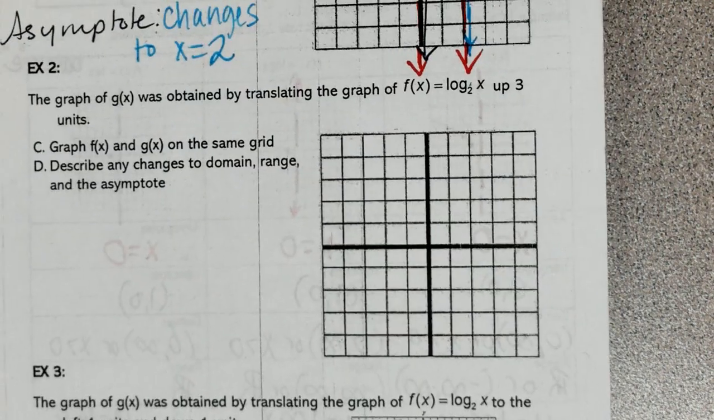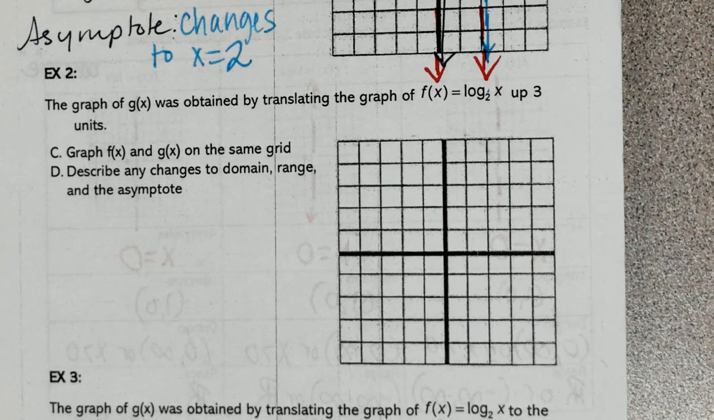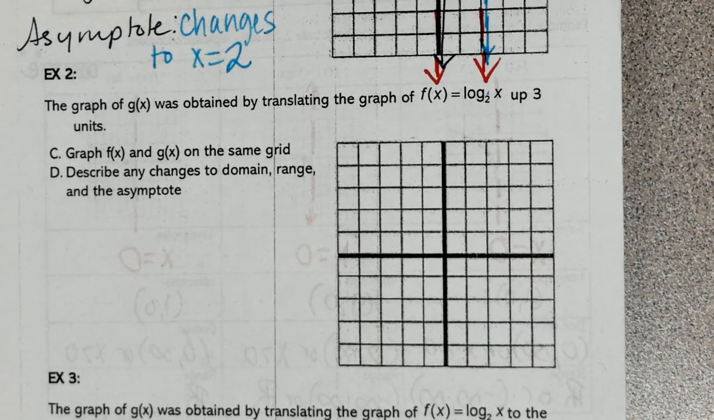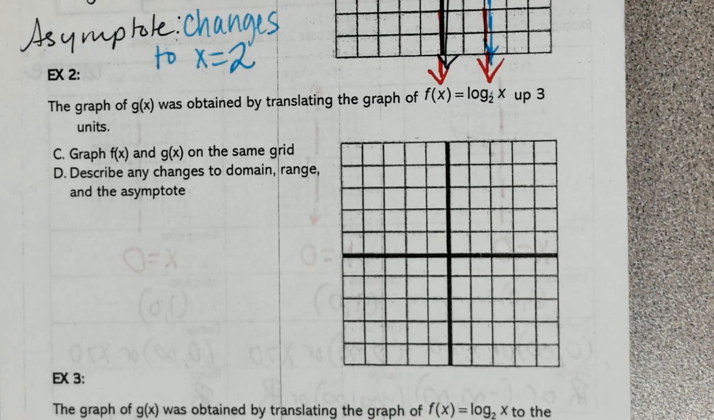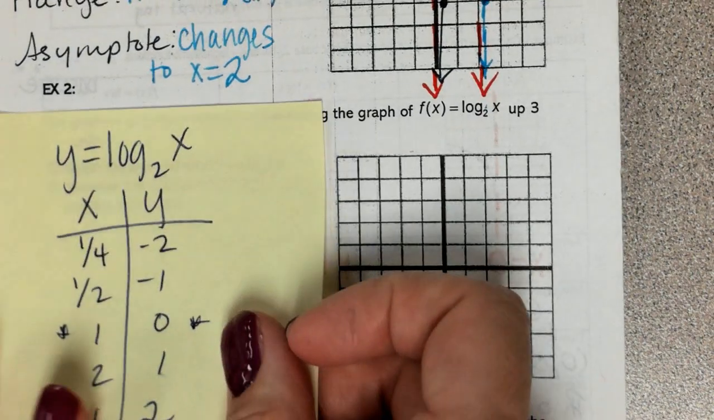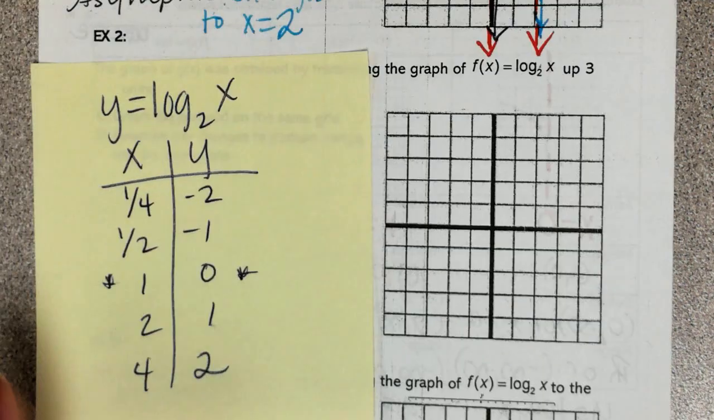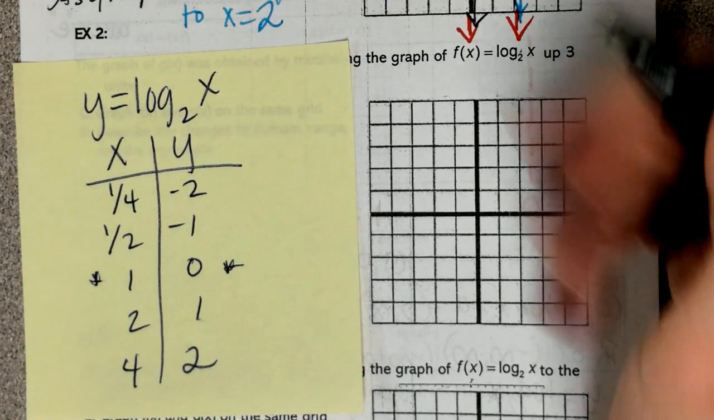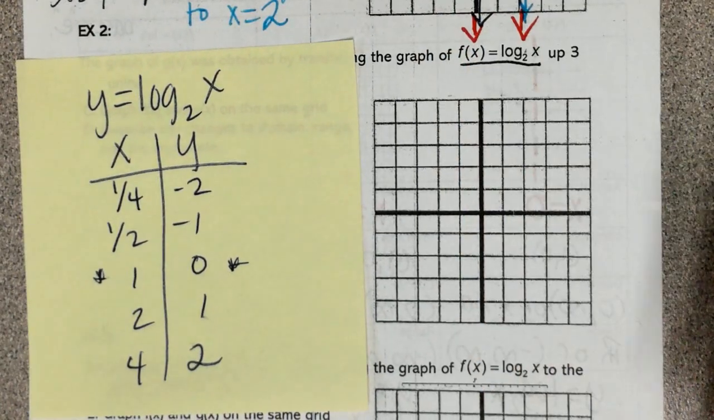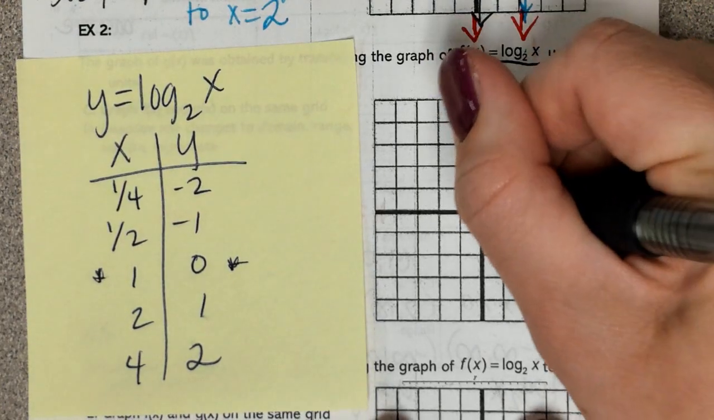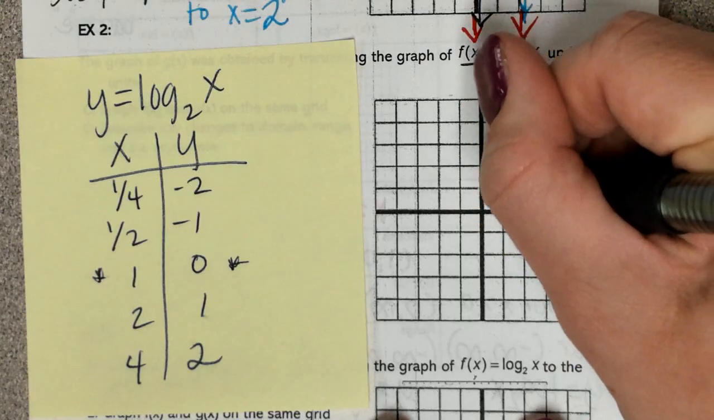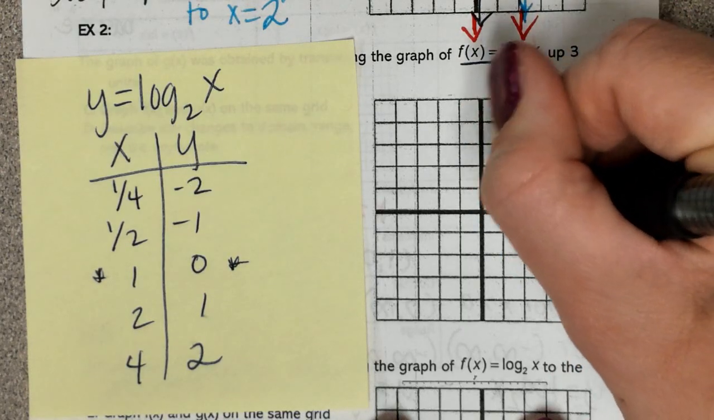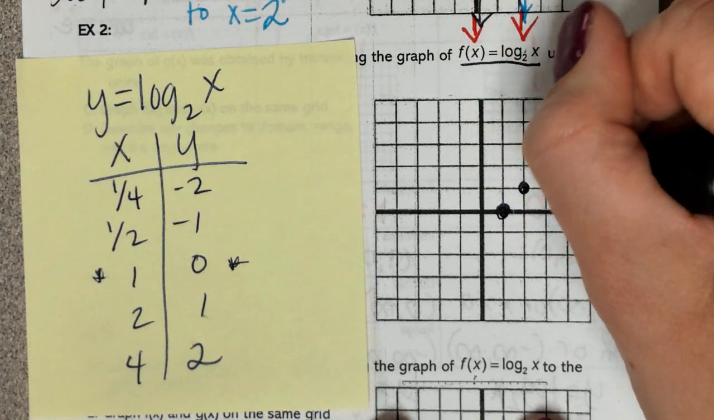Now we're going to do something similar in example 2. Okay, so same parent function. And this time we're going to create g of x by shifting it up 3 units. So I'm going to grab my table and plot these points again to make f of x. Keep my colors the same. 1, 0, 2, 1, 4, 2.